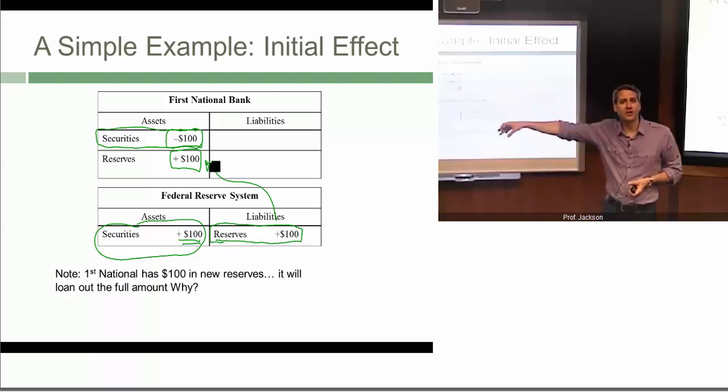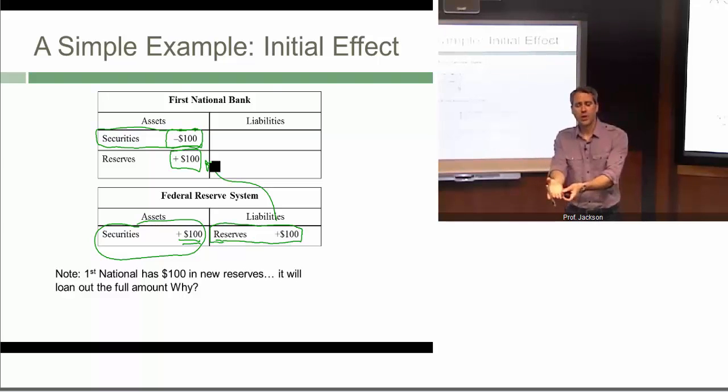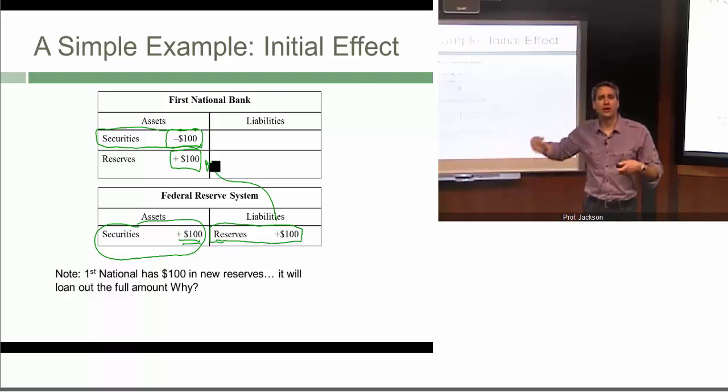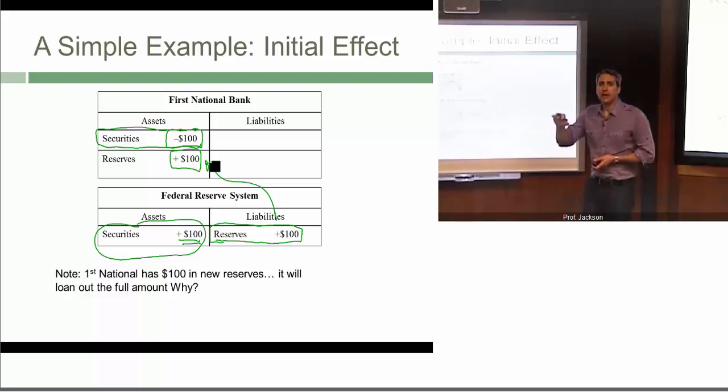There aren't any deposits backing this $100 in reserves. So First National Bank can hold on to these reserves, or they can loan all of these reserves out. Now, we're going to assume that the incentive here is for banks to loan this money out because they're going to earn interest off of these loans, right? And so they're not going to want to hold on to any excess reserves. All the reserves that they can loan out, they're going to. And so that's exactly what we're going to assume they do.